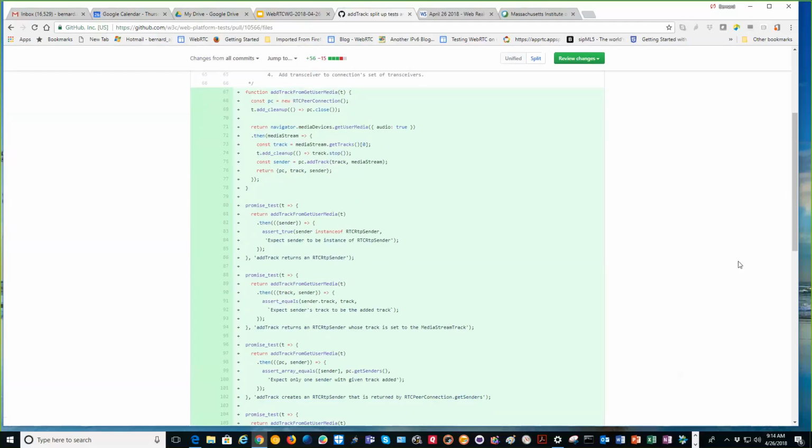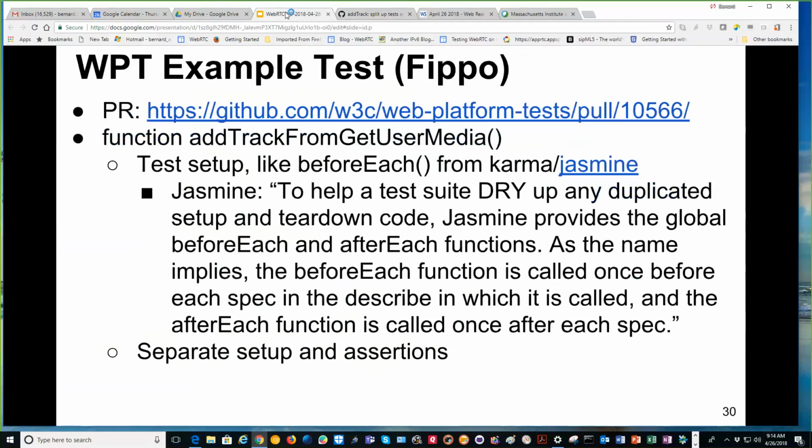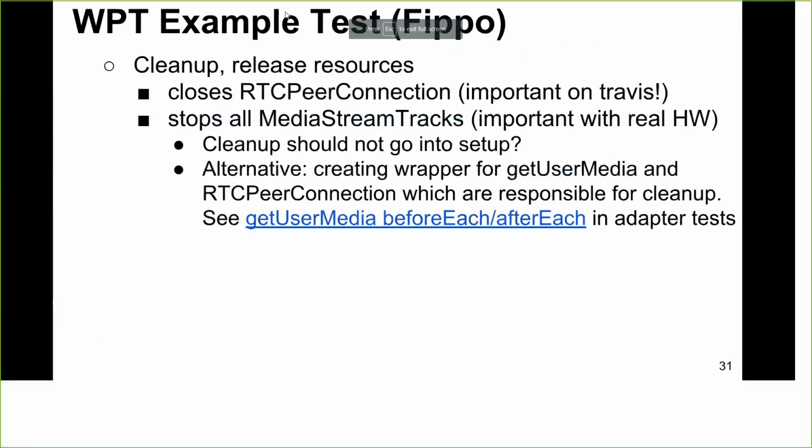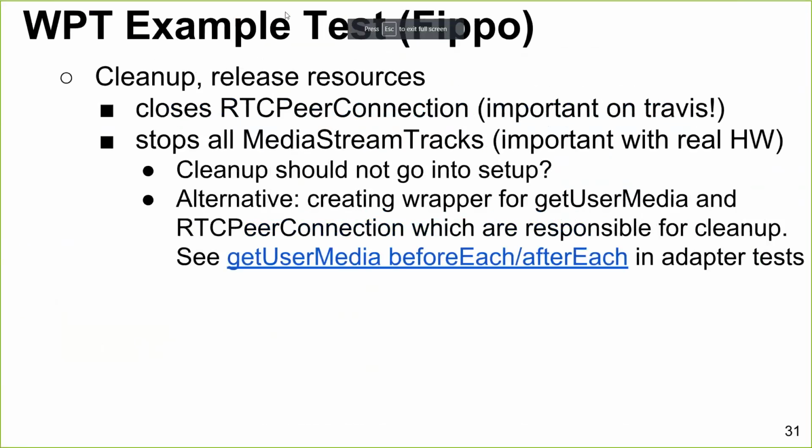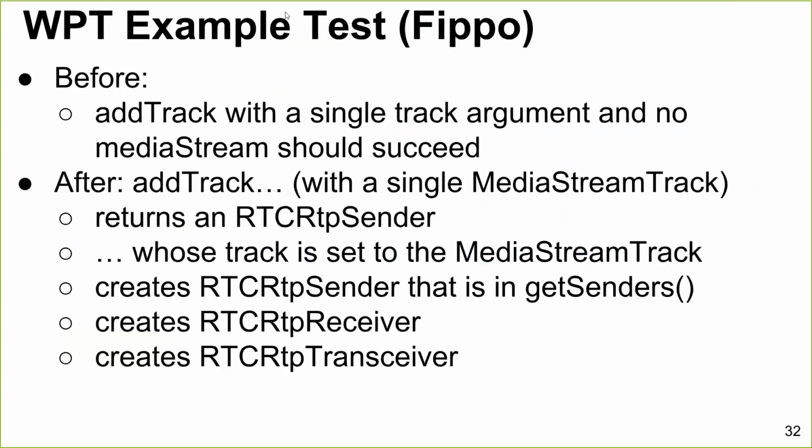And that way I could, I think we can go back to the slides now. Okay. Unless someone really wants to look at that. Okay, next slide. Yeah, we covered that. The question is really, do we want to create wrappers for get user media and RTC peer connection, which are responsible for the cleanup? We've actually done that in the Chrome bug, but we'll cover that in a few slides. Next slide.